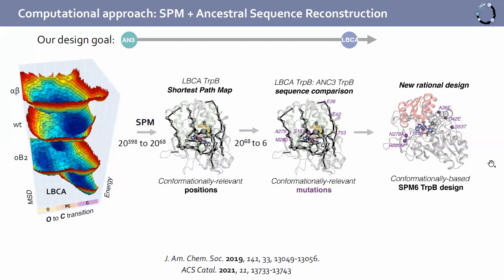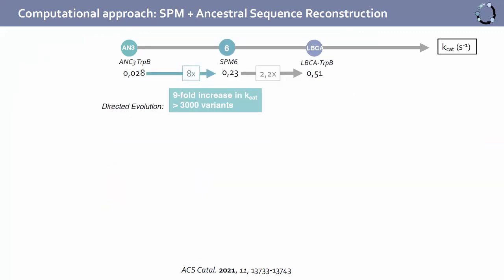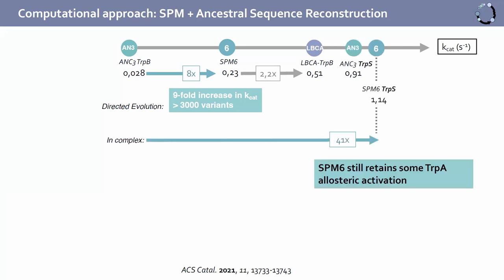And that led us to SPM6 that has these mutations, many of them far away, except one that is much closer to where the PLP is. They generated the variant, and we improved the kcat eightfold, which we were happy about because in directed evolution, they improved it ninefold and had to generate and screen more than 3,000 variants. So that was the start of the story, and we were happy at that point.